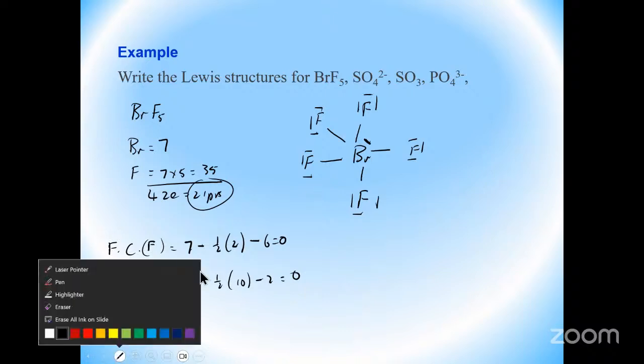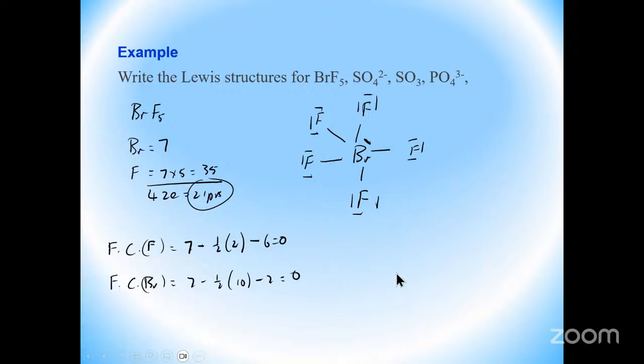Really quickly, what does the 2 and the 10 represent? Is that the number of unbonded things? The 10 here represents the number of bonding electrons, and the 2 here represents the number of non-bonding electrons. Let me remind you that the formal charge formula is this. Formal charge is equal to the group number minus half the number of bonding electrons minus the number of non-bonding electrons.